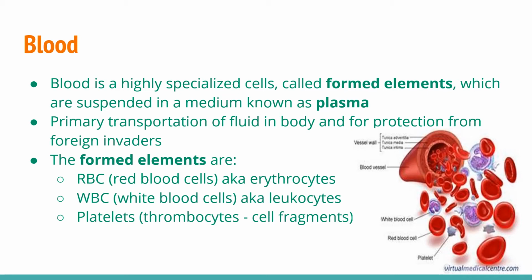Blood is our primary transportation fluid for the body and helps protect from foreign invaders. Some of those formed elements do, as in the white blood cells. So the 3 formed elements that you need to be able to identify, plasma then is what it's suspended in. So you have red blood cells, white blood cells, and platelets. A lot of times red blood cells are just going to be abbreviated RBCs, so just kind of get used to that.